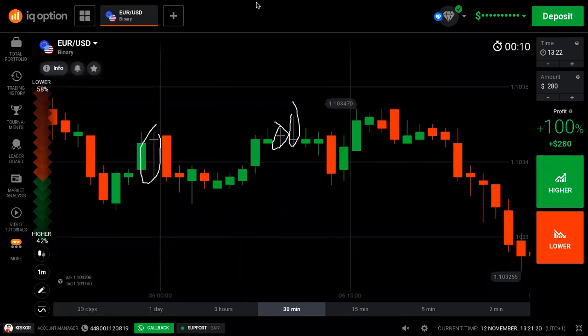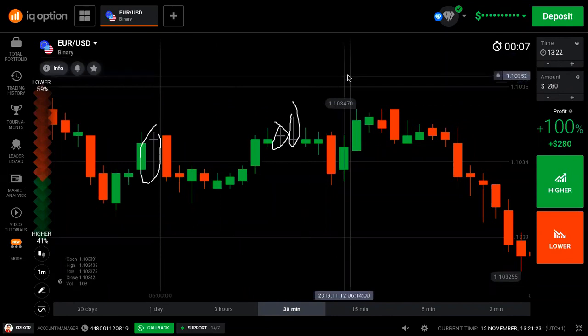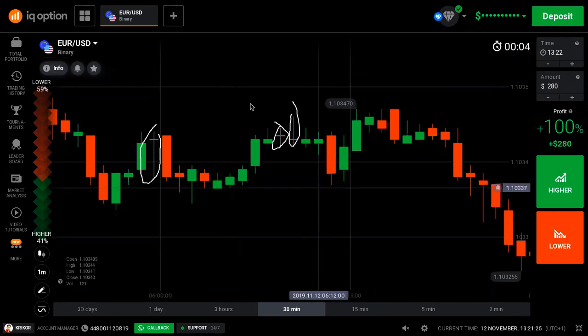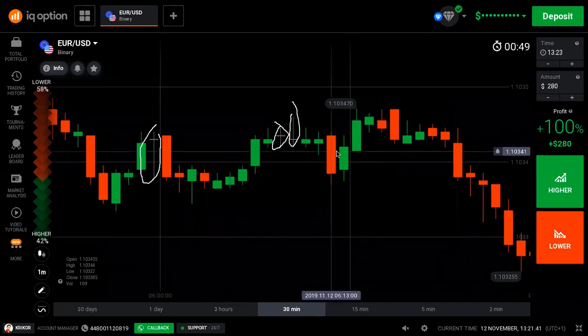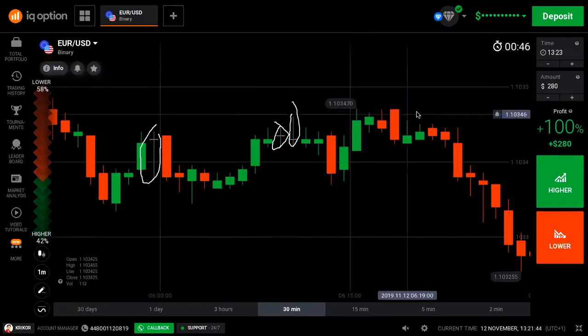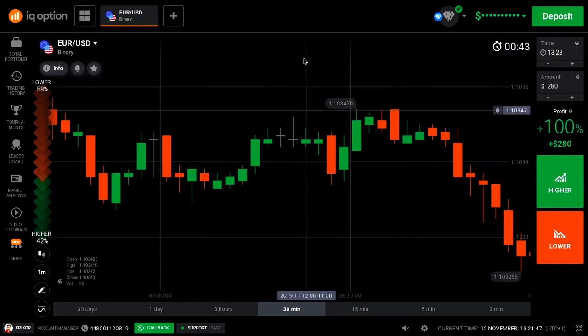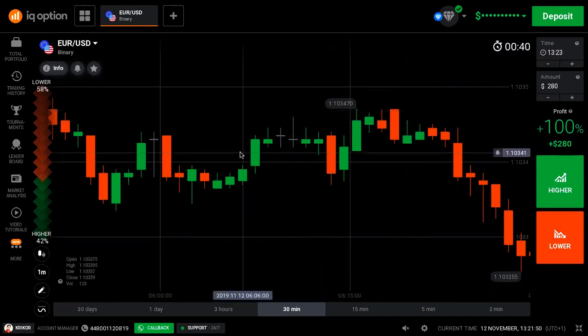Even if it has a long wick up and down, it doesn't mean anything because it is opening and closing at the same price, so it is a doji. It doesn't matter whether it is a long wick or a short wick. As long as it doesn't have a body, it's a doji. So now, how does doji behave and why is doji very important? Doji is important because it's an indecision candle.